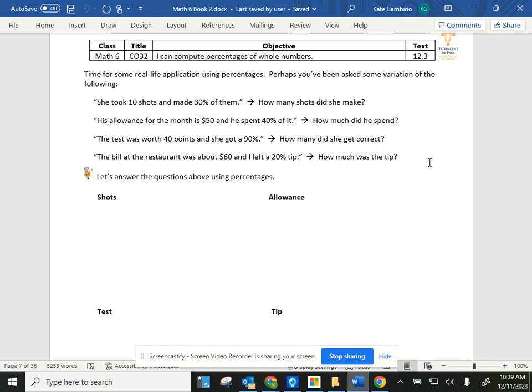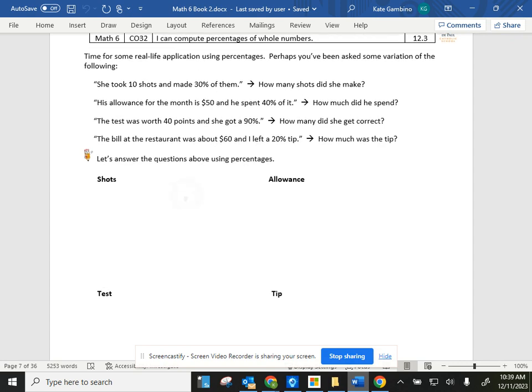I'm going to read through those real life things and we're going to see if we know how to solve them. His allowance for the month is $50 and he spent 40% of it. How much did he spend? The test was worth 40 points and she got a 90%. How many did she get correct? The bill at the restaurant was $60 and I left a 20% tip. How much was the tip?